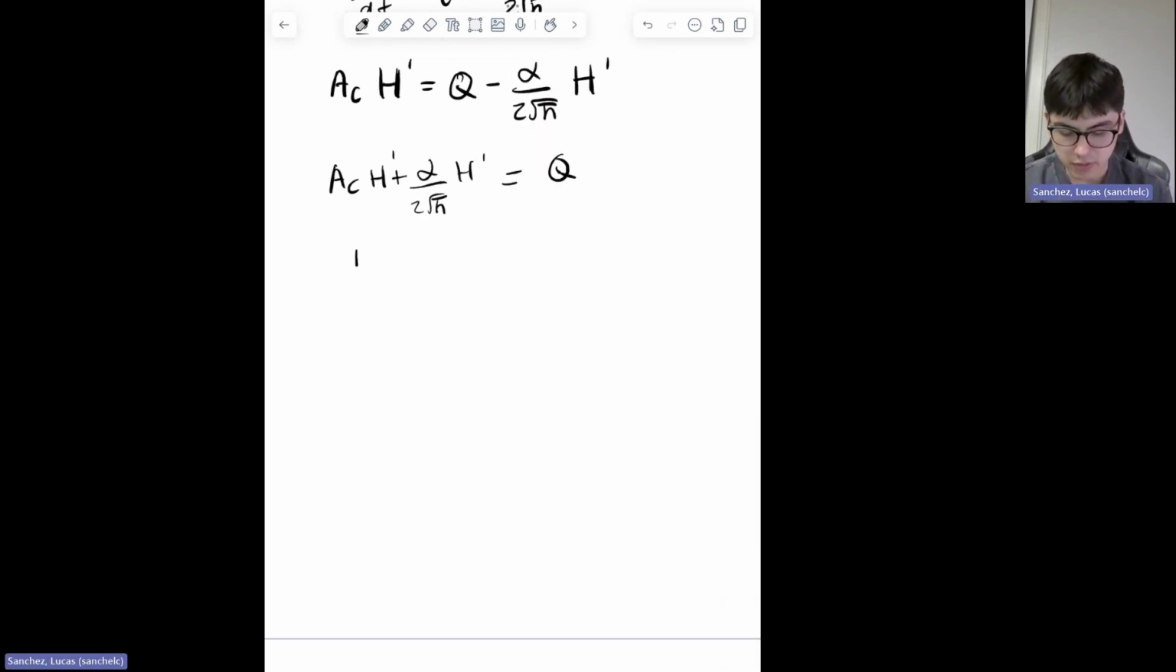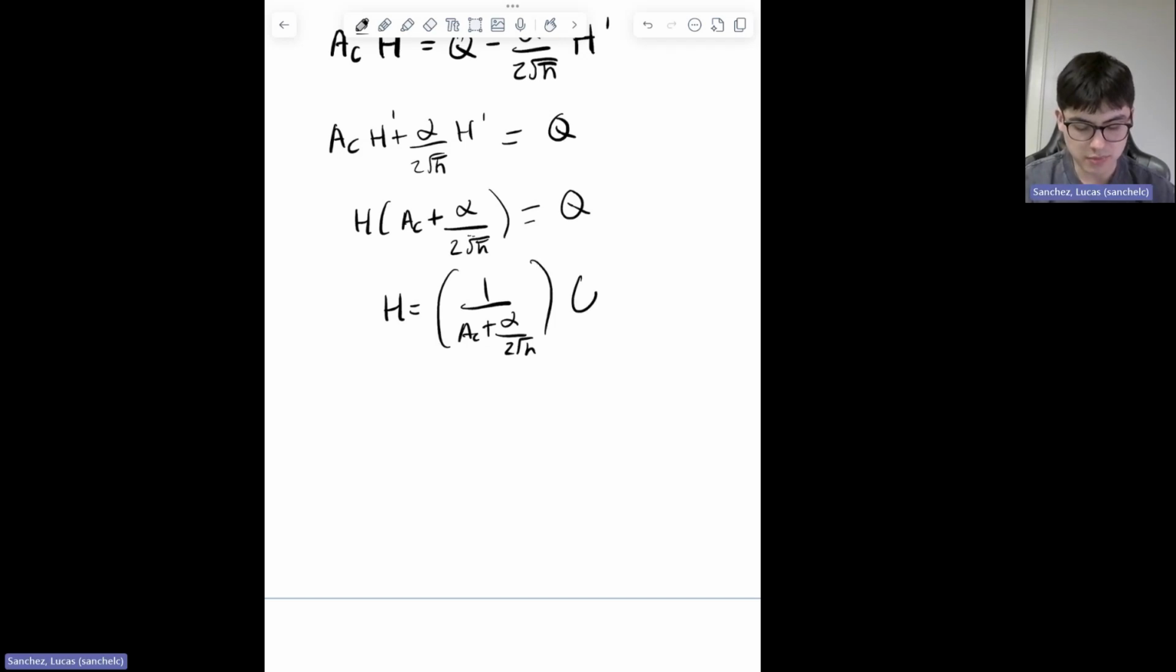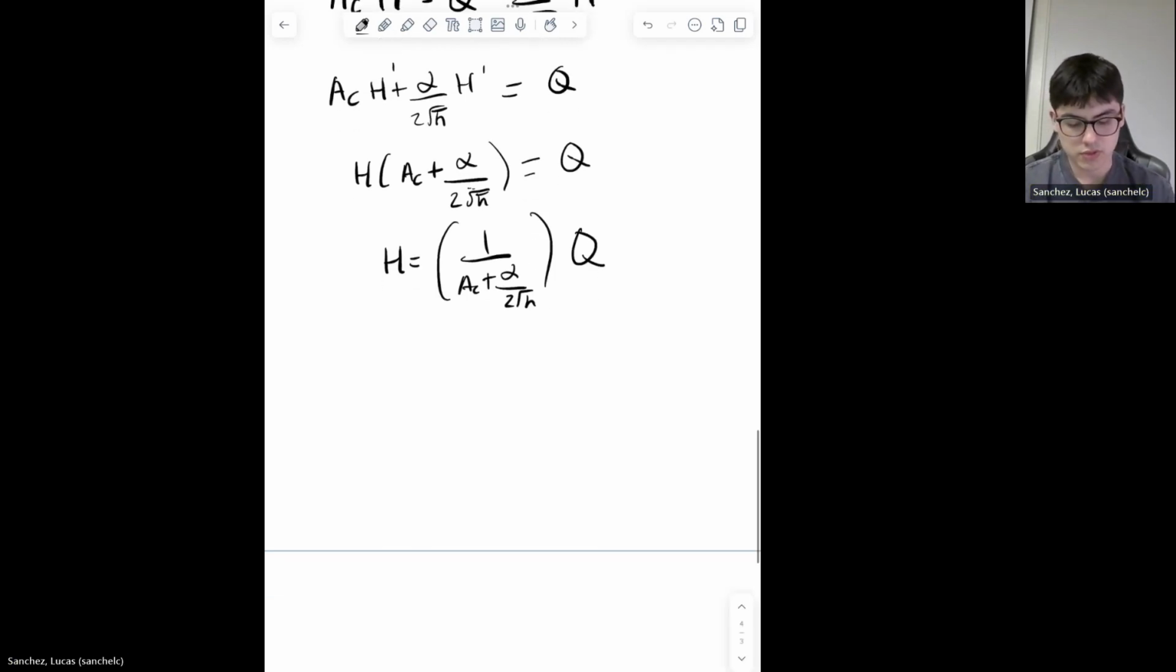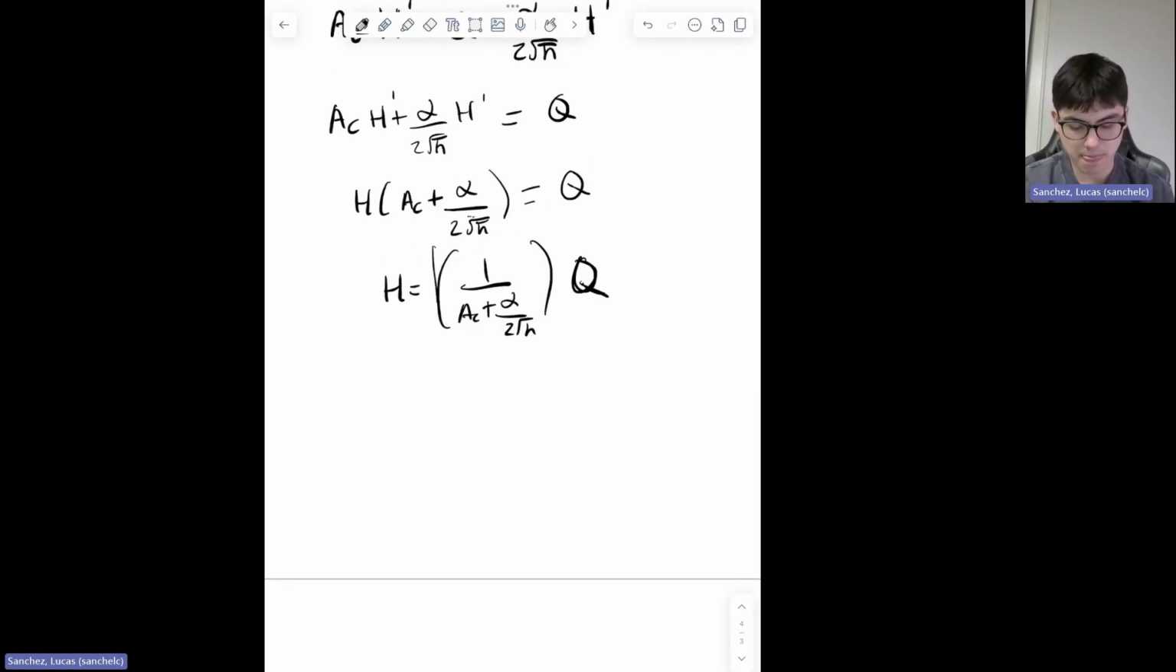And then we sub some things out, so h will be equal to A_C s plus alpha over 2 square root of h bar, and that's equal to q. So we'll have h is equal to 1 over A_C s plus alpha over 2 square root of h bar, times q. So this flow rate is one of our variables we're looking at, and this here is the transfer function.